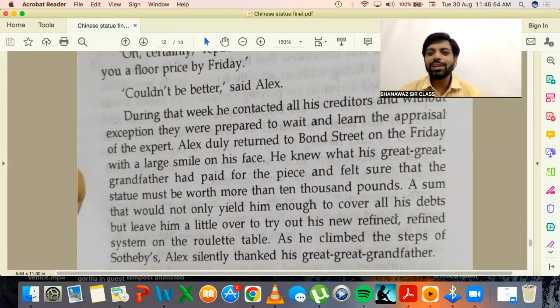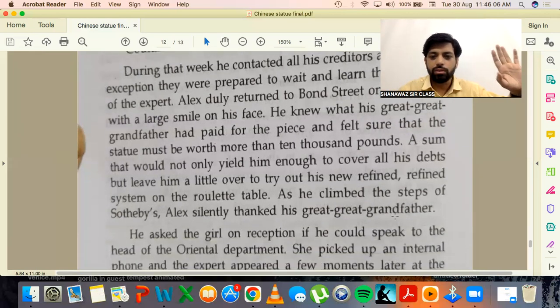Now, this man, Alexander Heathcote's great grandson Alex, was in such a dire situation, such a horrible, pathetic condition that he had no other option. He said, sell the damn thing, बेच दो. मैंने स्टैचू सबके साथ बेच दो.